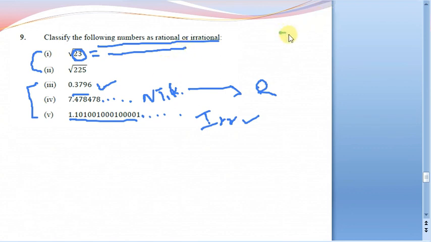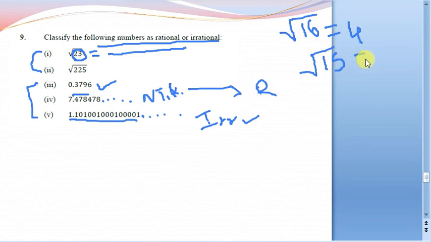For example, suppose I take square root of 16. Now immediately you have to think of a number which on squaring gives you 16. Is there any number? Yes, 4 is there. But if you take square root of 15, is there any number which on squaring will give you 15? No. So this is irrational again. So in this case there is no such number which on squaring will give you 23. So that is why 23 is not a perfect square, but square root of 23 is going to be irrational.